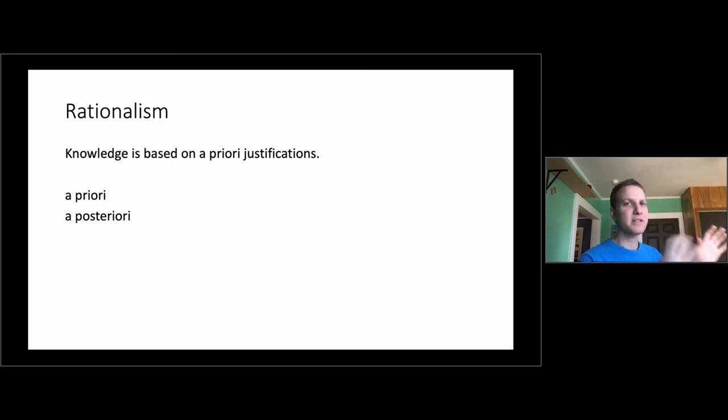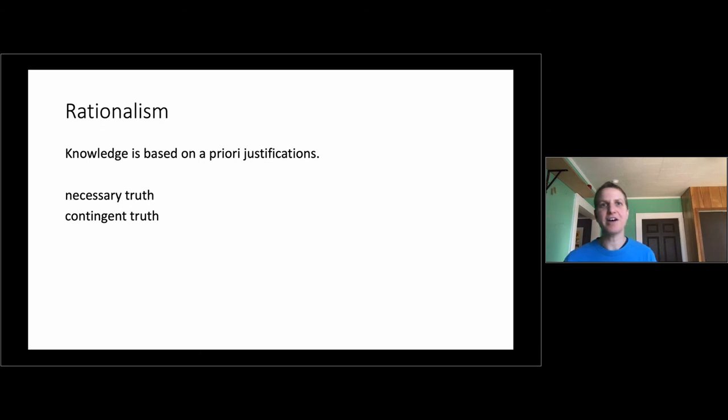So the empiricist says perception is where it's at. The rationalist says no, reason is where it's at. Perception is always misleading us, leading us astray. A priori justifications are rock solid. That's what the rationalist says. Reason is rock solid.